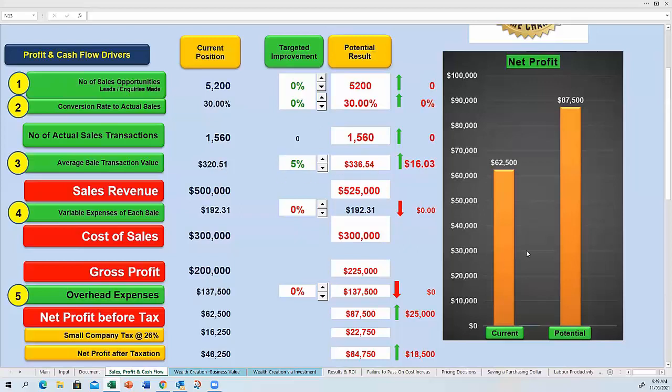to $336.54. Now again, going over to our graph here, our current position of 62,500 and our potential profit position of 87,500. Those changes to our average sale transaction value flow straight through to the bottom line. We're now getting $25,000 additional profit before tax, and after tax, $13,500.